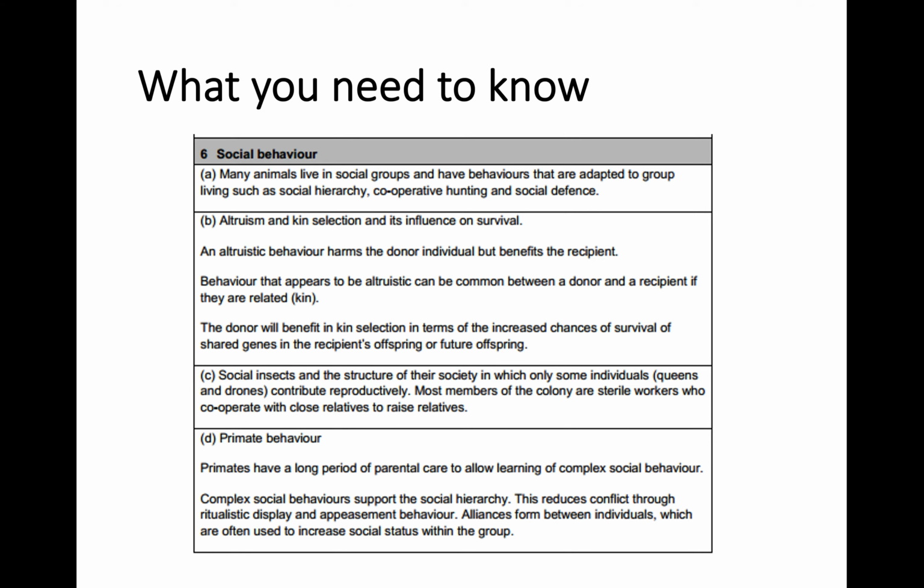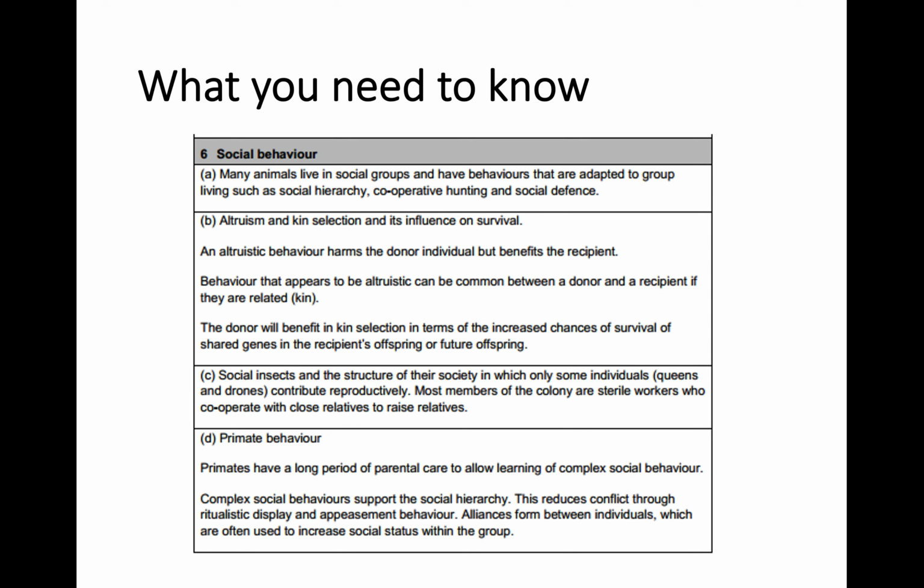But your main thing for social behaviour is you need to know the reasons for living in social groups and the different behaviours such as social hierarchy, cooperative hunting and social defence. We then talked about altruism and the different types of altruism. So your reciprocal altruism and your idea of kin selection as well. But then applying that to the idea of social insects.